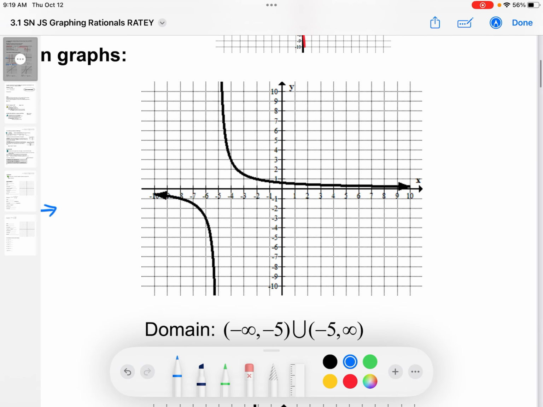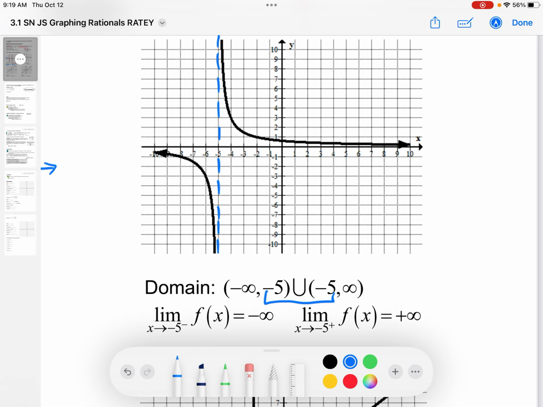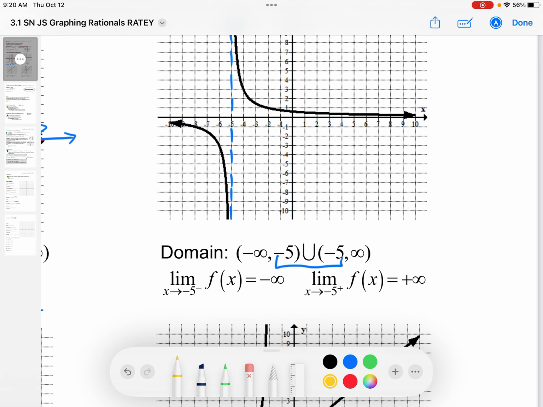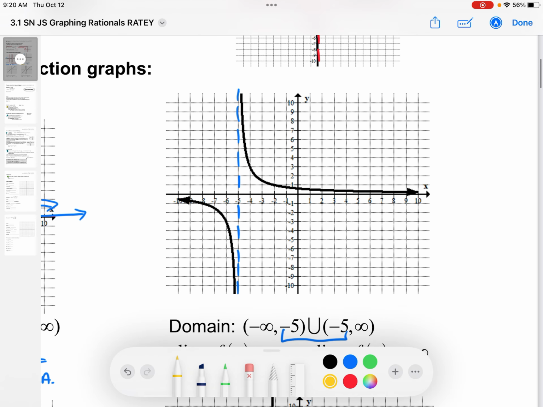If we look at the second one, again, noticing some asymptotes, we have a vertical asymptote here at -5. So the domain has a break at -5. And these limits are asking what the limit of f of x as x approaches -5. -5 is a vertical asymptote. And that negative sign means on its left.